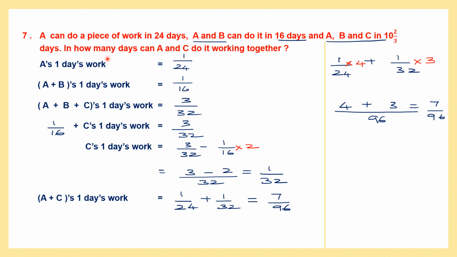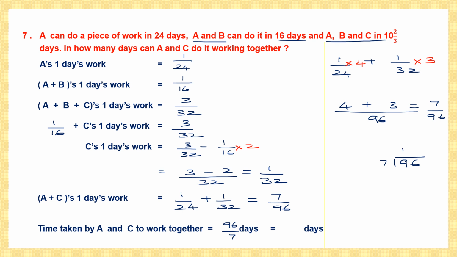Now we have to find in how many days. So we want the days. We have to write the reciprocal of 7 by 96, which is 96 by 7. So time taken by A and C to work together is 96 by 7 days. And let's convert that. 96 divided by 7. 7 ones are 7 minus, 26. 7 threes are 21 minus, 5. So what do we have there? We have 13, 5 by 7 days. So this is the time taken by A and C to work together. That is 13, 5 by 7 days.